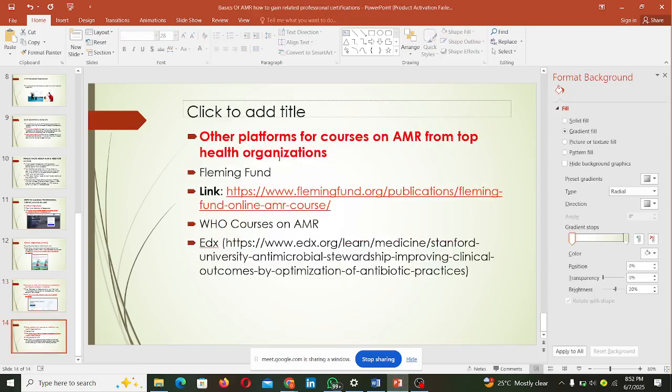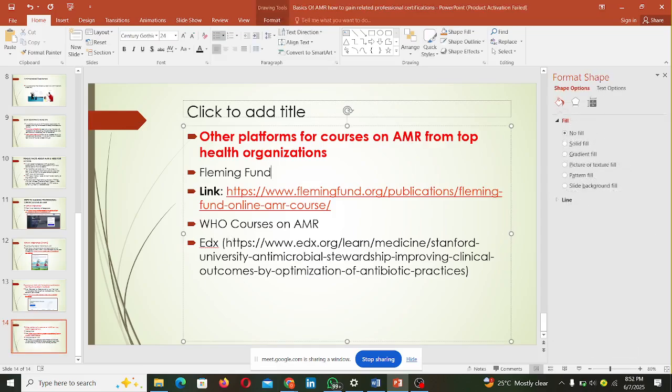Now we have other platforms also where you can take courses on AMR. There's Fleming Fund, an international organization based in the UK. They offer courses on antibiotic resistance. I took courses from Fleming Fund also. I took about two courses and I was given a badge in each of the two courses. So it's Fleming Fund UK, based in the UK.